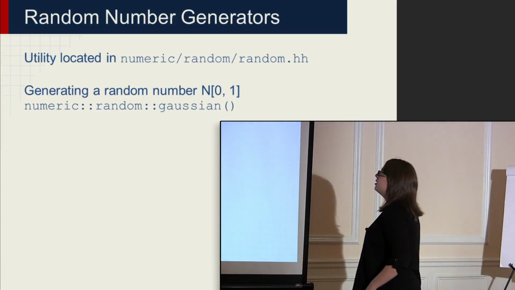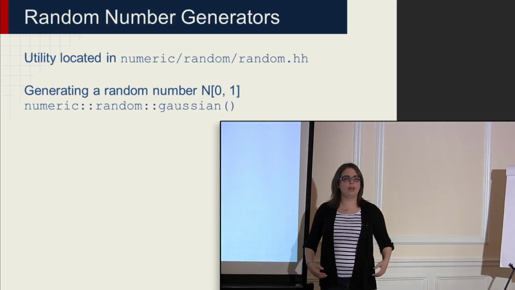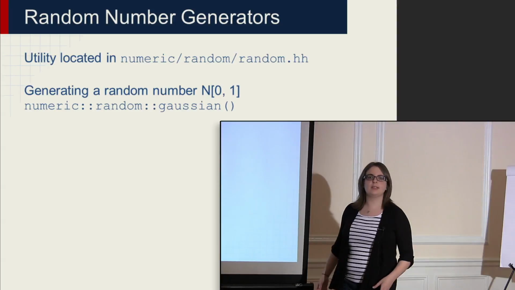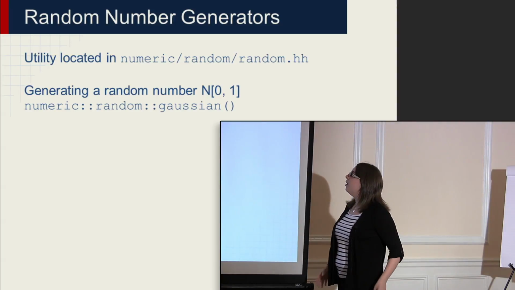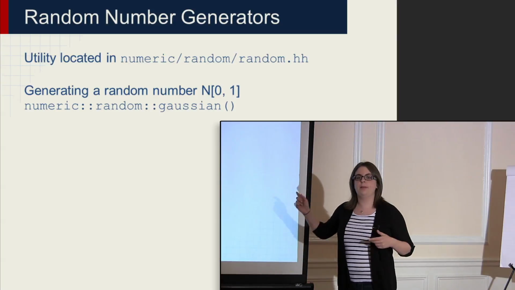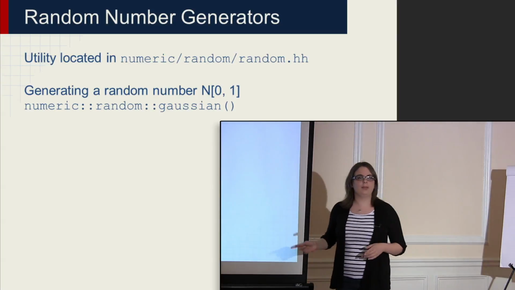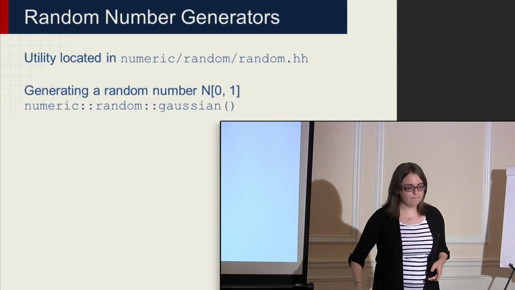Another cool thing to know about is random number generators. There's a lot of utilities in Rosetta for working with random numbers. These will also be discussed a little bit later, but what's useful to know about for now is if you just want to get a random number from a Gaussian distribution, you can just call numeric random Gaussian, and it will give you a number between 0 and 1.